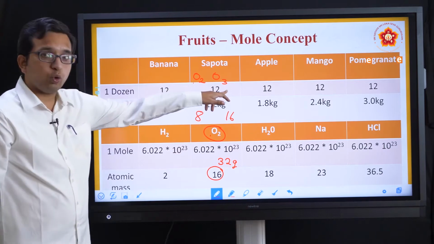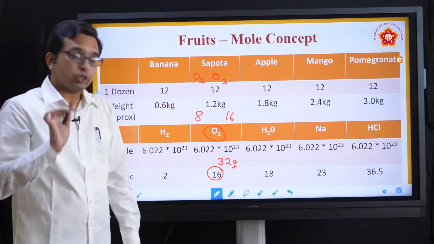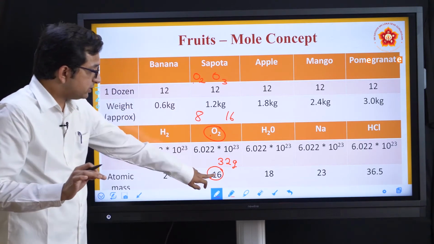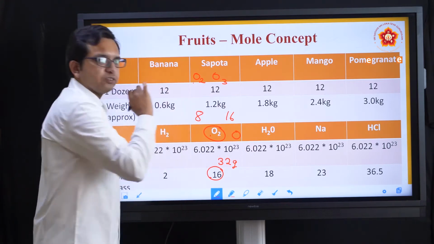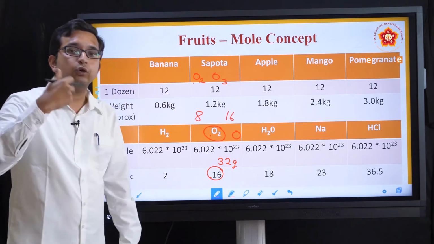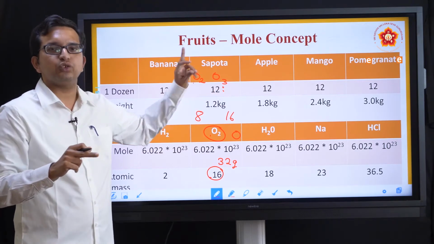If you take it as O3, 16 into 3 will become 48 gram. So this is why this factor has to be understood clearly, where 16 gram indicates one single atom of oxygen, whereas 32 gram indicates one molecule of oxygen. 48 grams indicates ozone, which is O3.